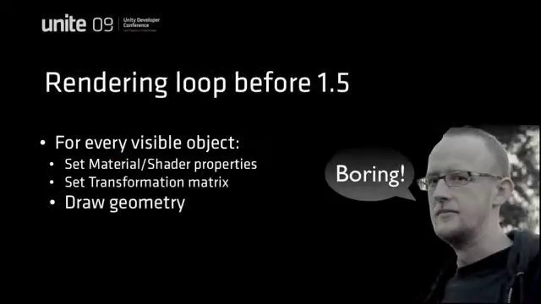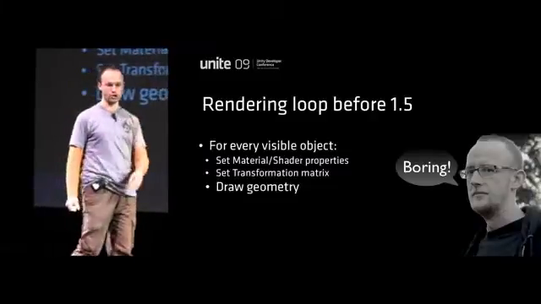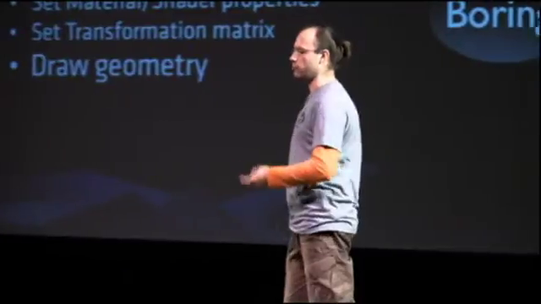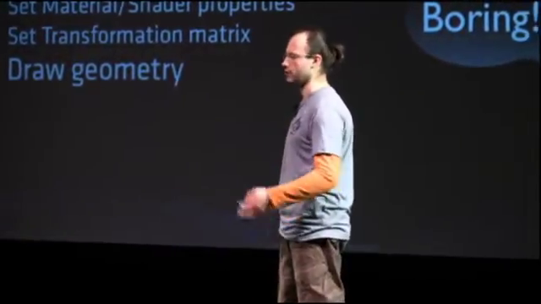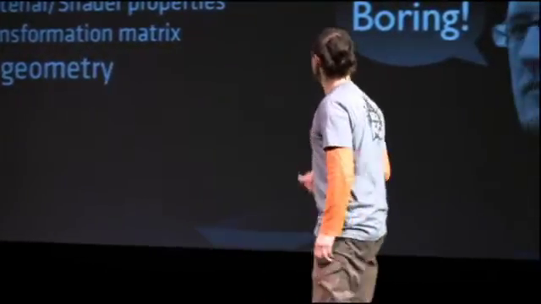So that's how the loop looked before 1.5. For every visible object, the renderer would fetch that object, fetch the shader material, find the render states, set them, and then set the transformation matrix for that object, and then render that object. So for every object, basically, you have one draw call. In reality, you have even more if you have lighting and multiple materials. So it's pretty bad.